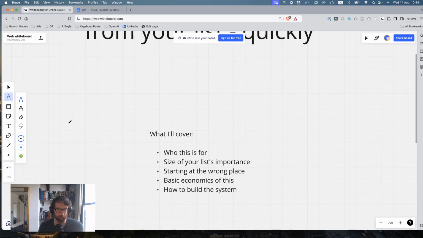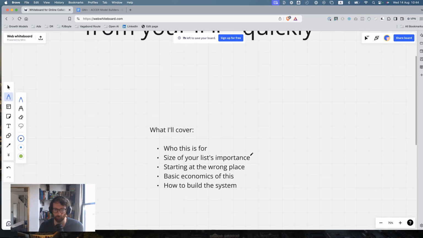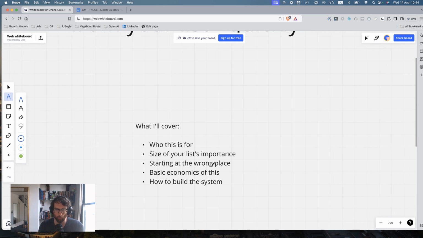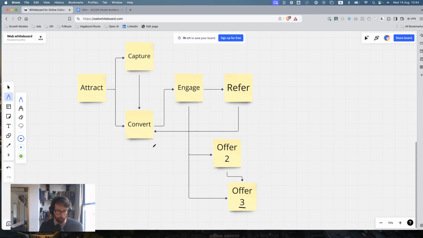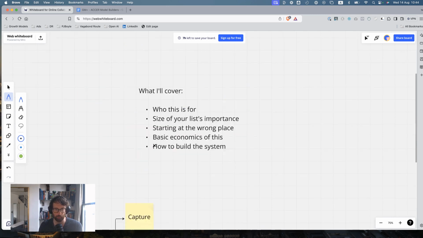What I'll cover in this is who this is for, the size of your list and its importance. Most people start at the wrong place, and the better place to start, and the economics of that, and how to build the system and how this all works to create one solid ACCA model system. If you don't know ACCA, it's the model that I use to build all of these growth strategies. It will be explained. Stick with me.